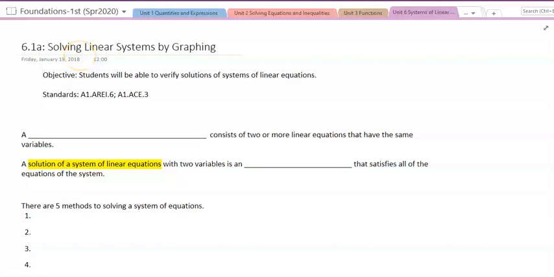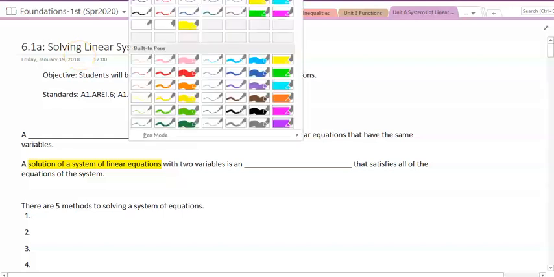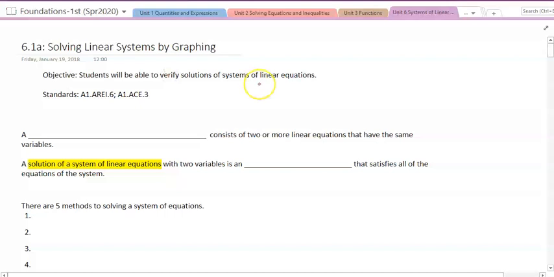Alright, so we're going to look at 6.1 and just look at the first part of it today. So we're going to be solving linear systems by graphing. And our objective is that you'll be able to verify solutions of systems of linear equations. And this falls under these two standards dealing with systems.